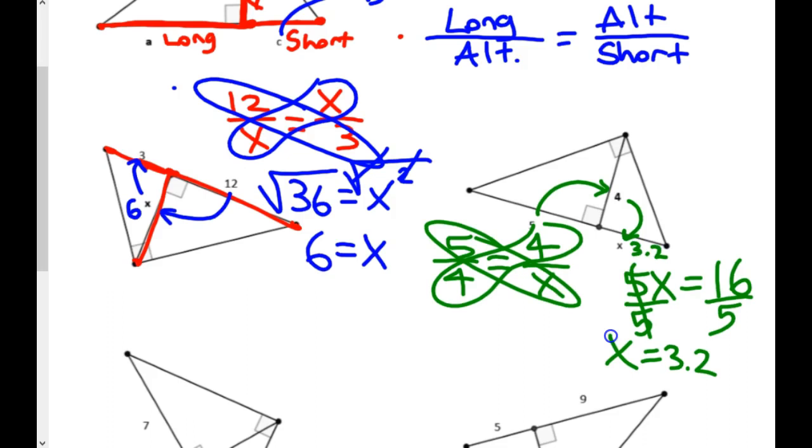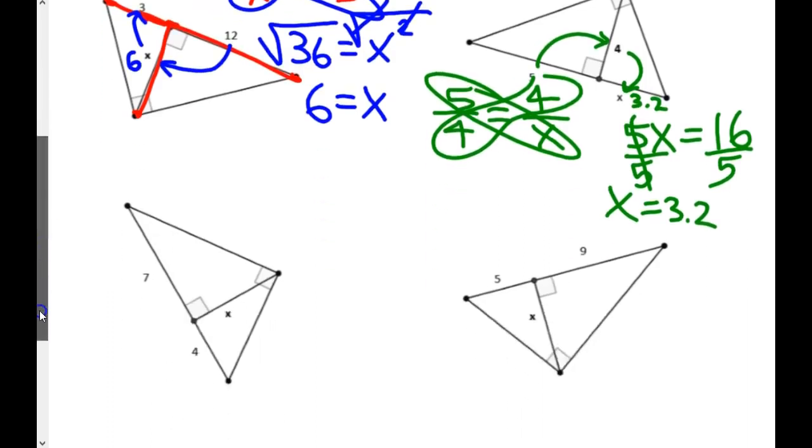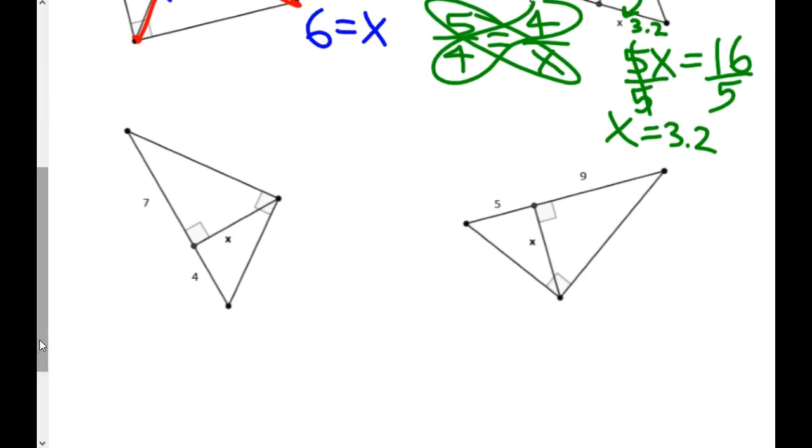Okay, easy or hard? Hopefully it's easy, right? We'll do 2 more examples together, and then the back side is all yours. So let's do this one in red. Okay, now what was my ratios? Long over altitude equals altitude over short. So 7 over x equals x over 4, right? And then we cross multiply.